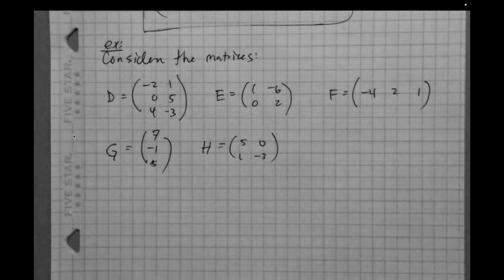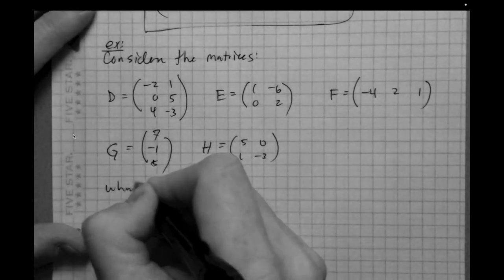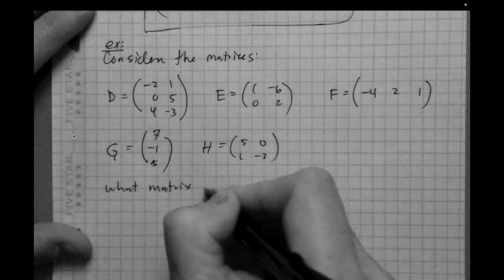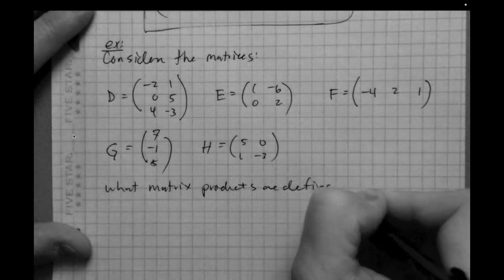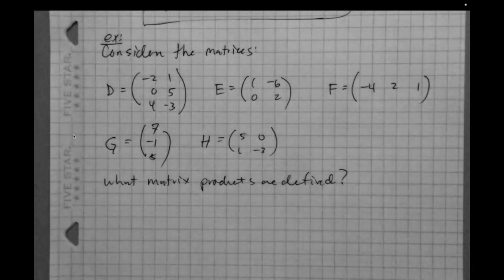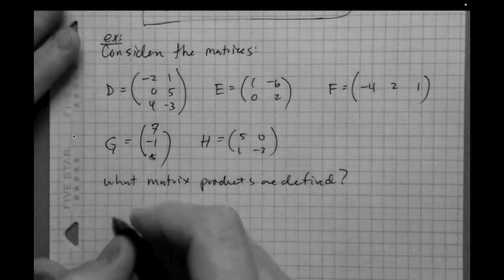Now the question is, what matrix products are defined? So which of these can we multiply together? Then we'll do some examples of actually multiplying together. First, let's look at these and say which of these can actually be multiplied together and in what order. And then we'll secondarily come through and do a couple of examples. So let's think about the dimensions.